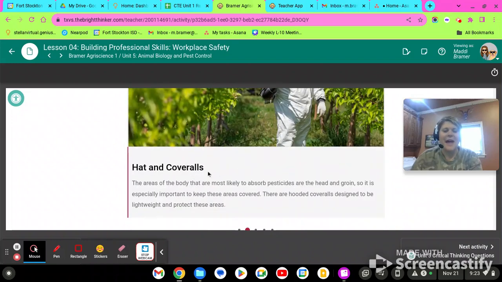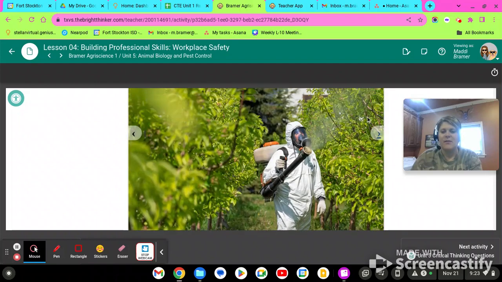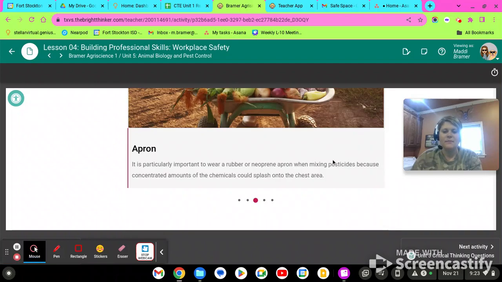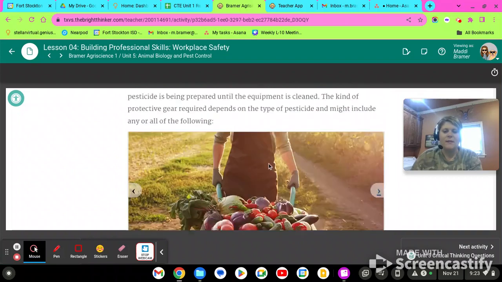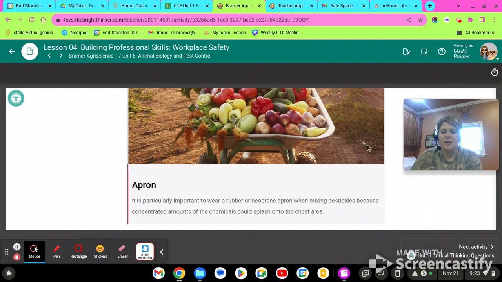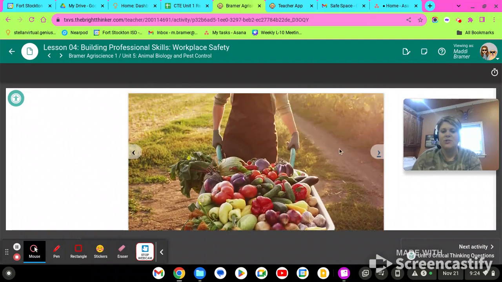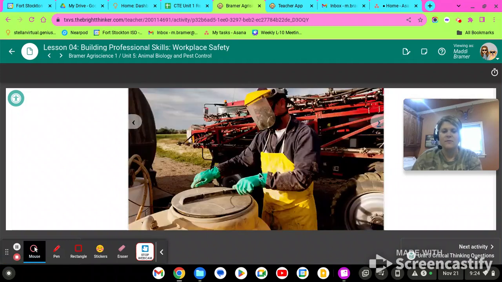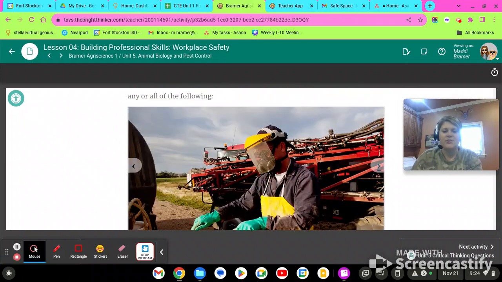So hat and coveralls. The areas of the body that are most likely to absorb pesticides are the head and the groin. So it's especially important to keep these areas covered. So they recommend hooded coveralls that are lightweight. Apron, like this right here. It's important to wear a rubber or neoprene apron when mixing pesticides because of the concentrated amounts of chemicals, so they don't splash onto your clothes. Goggles and face shields.